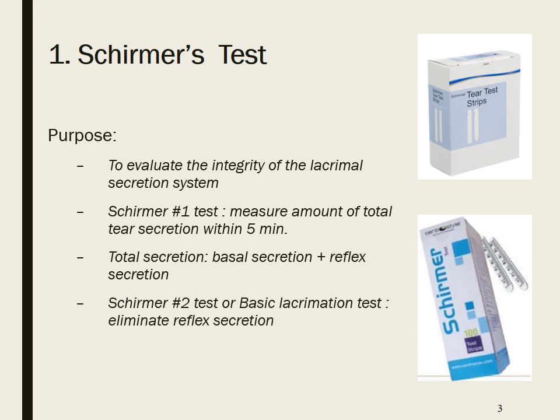To do the Schirmer 2 test, which we can also refer to as the basic lacrimal test, we need to eliminate the reflex secretion. So in the Schirmer 2 test, a topical anesthetic is used to eliminate reflex secretion. So only the amount of basal secretion within a 5-minute period is measured.